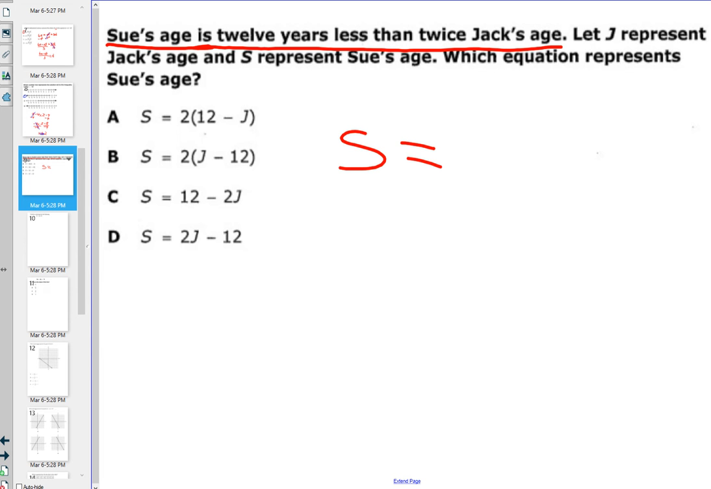12 years less than twice Jack's age. Let's think about that, because too many of us read this from left to right and write it from left to right. But watch, when you're going to be 12 less than something, subtraction is not commutative. The order does matter. So if I have to be less than something, that something has to come first. That something is twice Jack's age. How would I write twice Jack's age? 2J. And then the minus 12 has to be there. If you put C, it is a perfect distractor, because if you just read it from left to right, you're going to want to put that one, but it isn't that one.